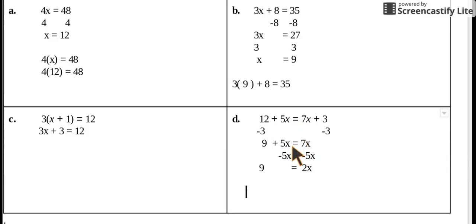So when you substitute your answer back into the equation, you're going to have 12 plus 5 times your value for x equal to 7 times your value for x plus 3. And from there, when you put your answer in, they should be equal to the same amount.